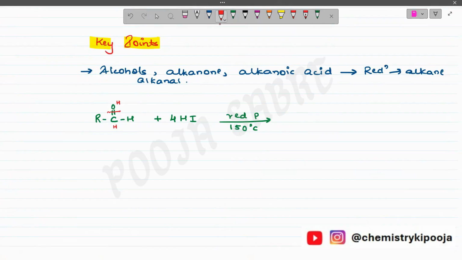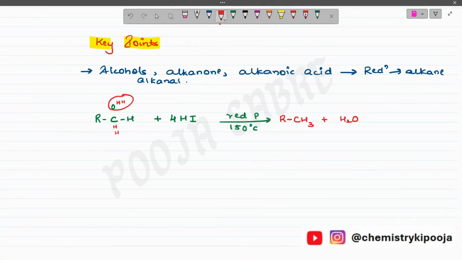Now we have one more hydrogen and one more hydrogen, then the other bond will also break. That means both the bonds between the carbon and the oxygen are breaking. Now there is no such bond, and the oxygen will be removed in the form of water, H2O. And what are we left with, students? We are left with RCH3. Clear?